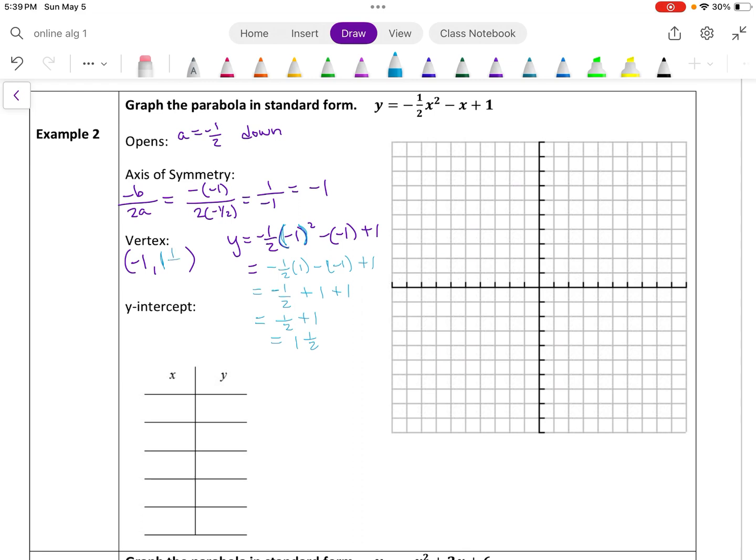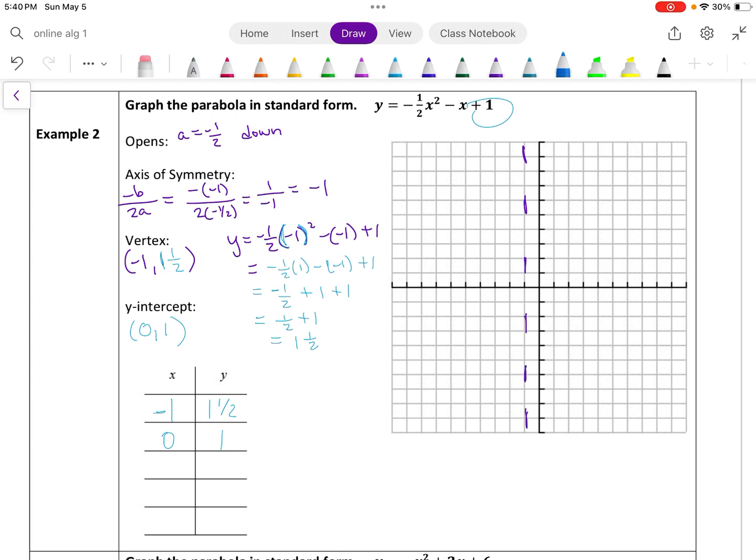So our vertex is the point (-1, 1 1/2). My y-intercept, remember that's just my c value, so that's going to be the point (0, 1). So I'm going to put both of these in my table, and then I'm going to graph them. So I've got the vertex (-1, 1 1/2), and then I've got the y-intercept (0, 1). Okay, well here's my axis of symmetry at -1.